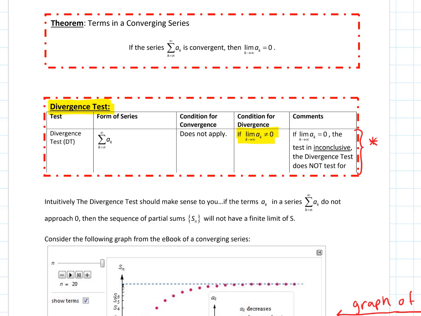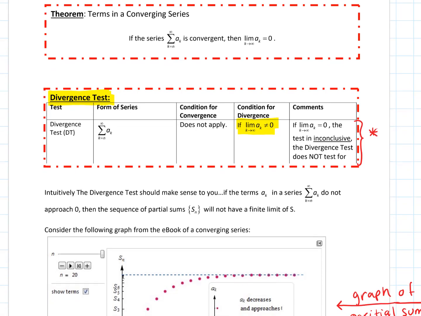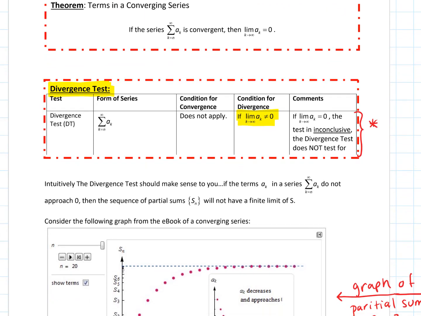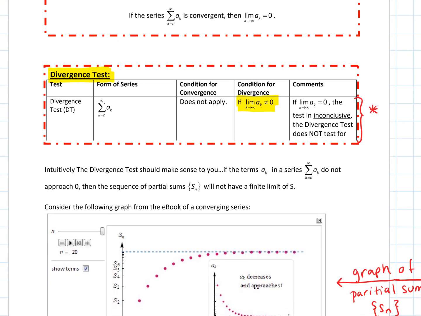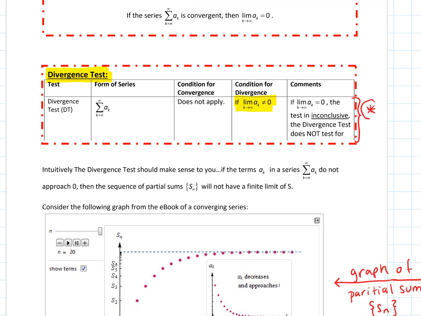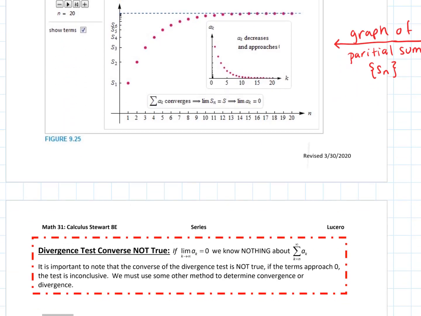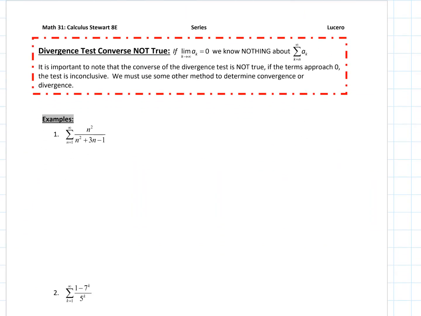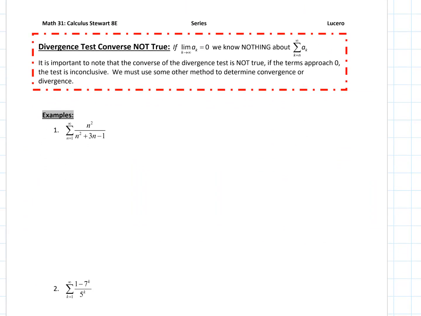Okay, so that's the theory, and we're going to apply it to a couple of examples, and then we'll look at one where this starred piece that I mentioned will become very clear, where just because the terms go to 0 doesn't actually mean anything to us, whether we have convergence or divergence. All right, again, I wanted to really reiterate this point. If the limit of the terms equals 0, we know nothing about the actual series. So keep that in mind. We'll come back to that in a few different examples over time.